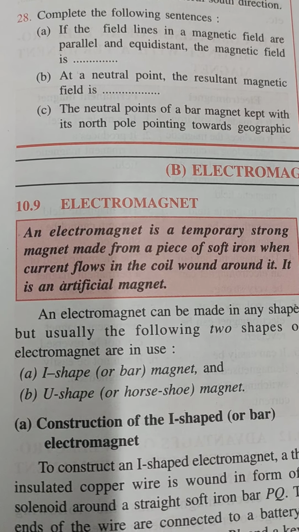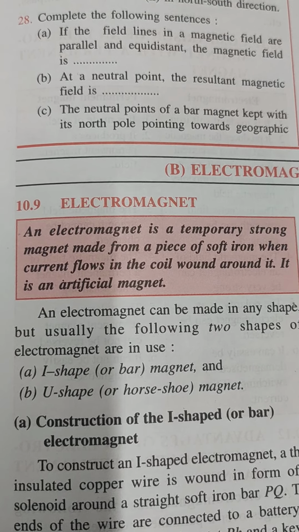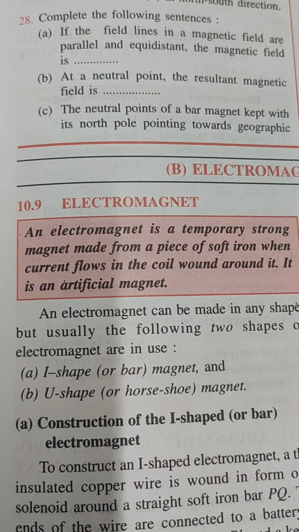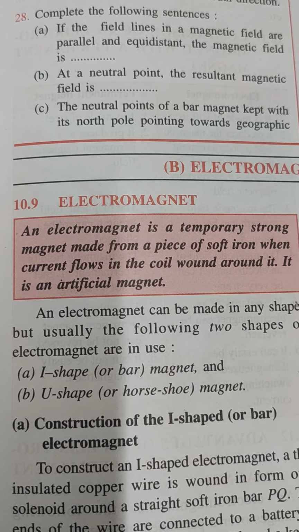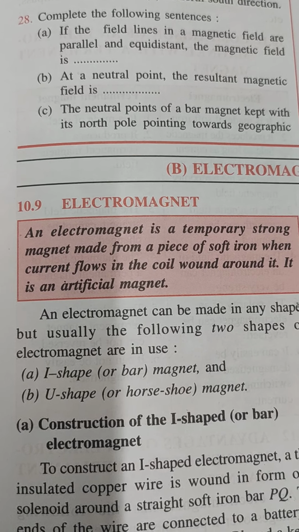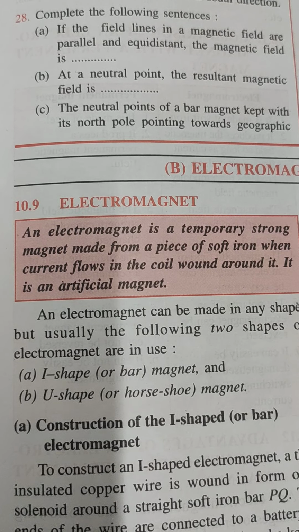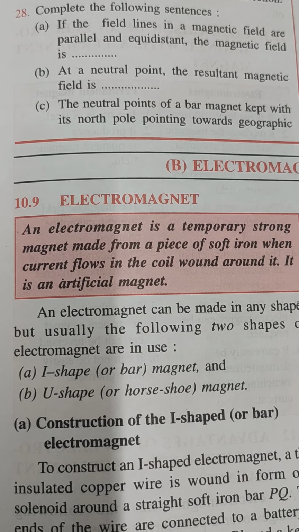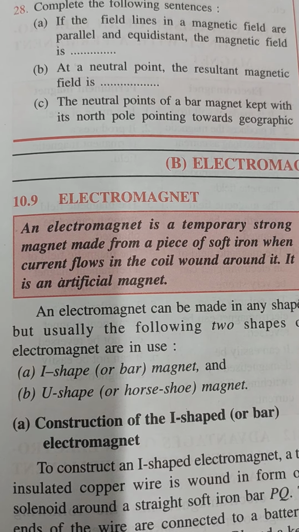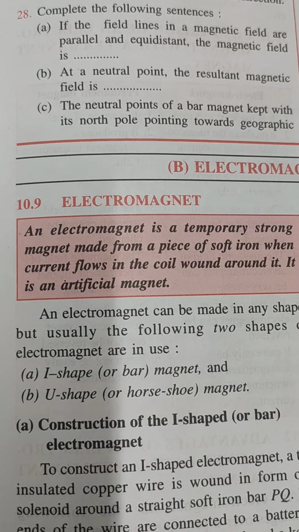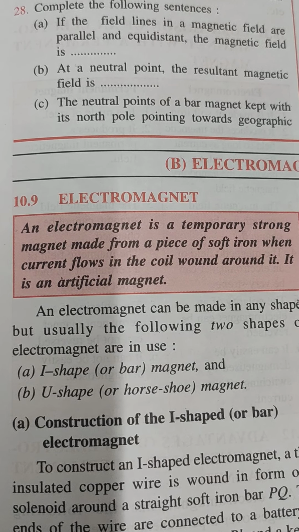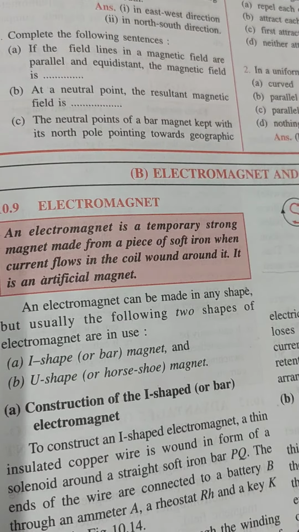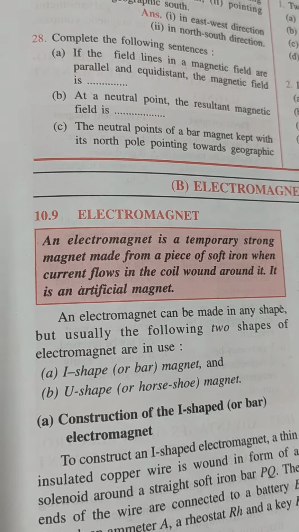Why do we need an artificial magnet? Because the natural magnet that we have has two limitations. One is it has odd, uneven shapes, which are not of so much use to us. And secondly, the magnet is not very strong. That is why we can't rely on the natural magnet. We have to have man-made magnets.